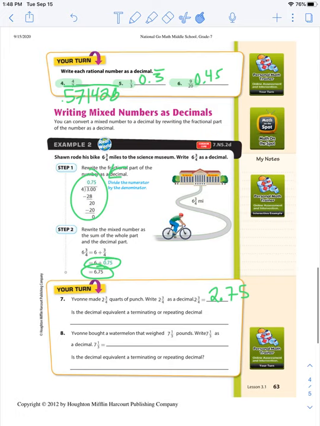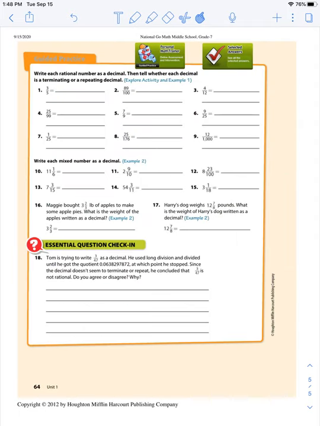All right, 7 1/3 is 7.3 repeating. And then part 8 says, is it terminating or repeating? It is repeating. And then I forgot to do this for 7. That is a terminating decimal. So both are rational. All right, your homework today is to do numbers 1 through 17 odd.